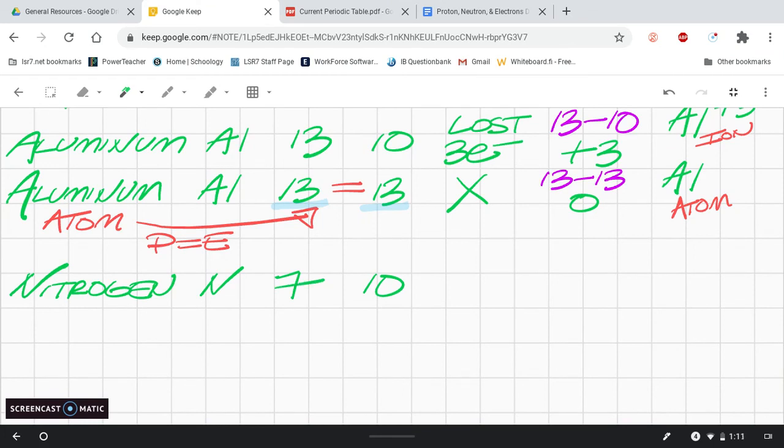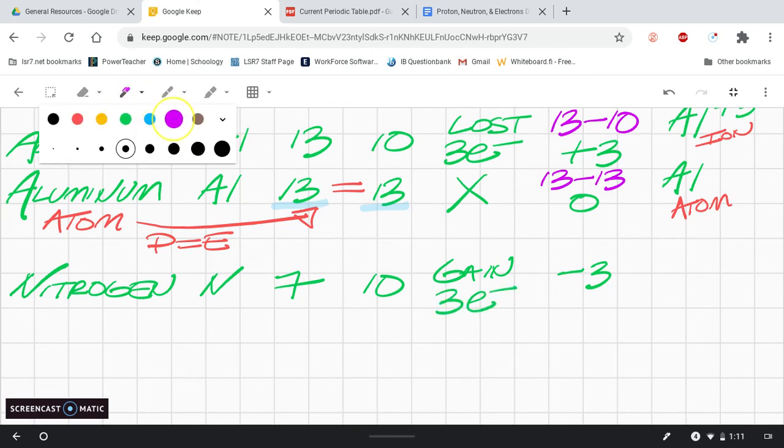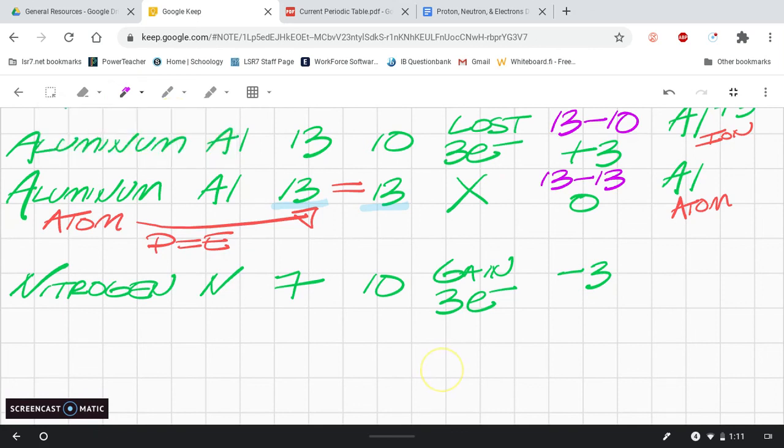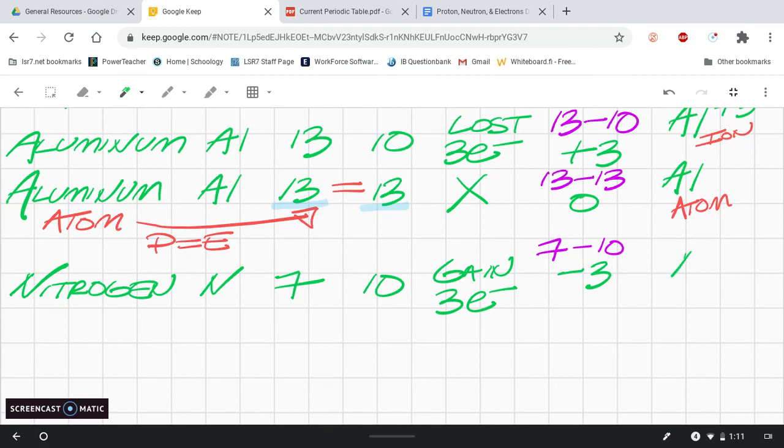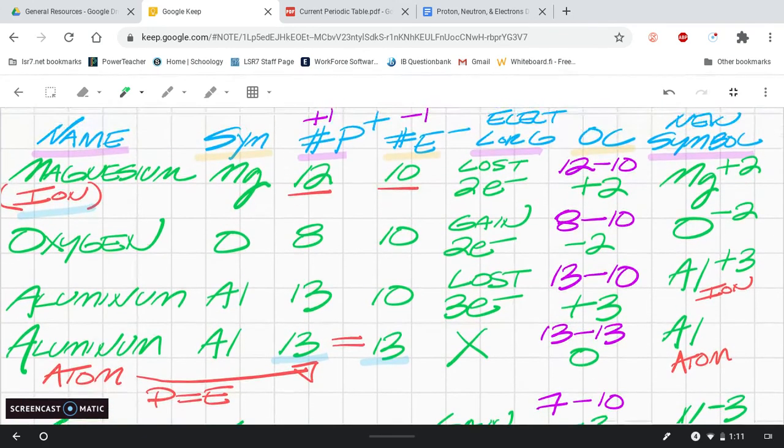So 7 minus 10. 7 minus 10 would be -3. Oh, sorry. I forgot this column here. Did it gain or lose? Well, it gained. How many did it gain? It's going to gain 3 electrons. I should probably put this in there for you. I'm going to do the 7 minus 10. And we'll finish it out with the symbol. N is the symbol, but now it has a -3 in the corner. Okay, so guys, that takes care of that example. I'm going to stop this example here because I don't want to run out of time on this.